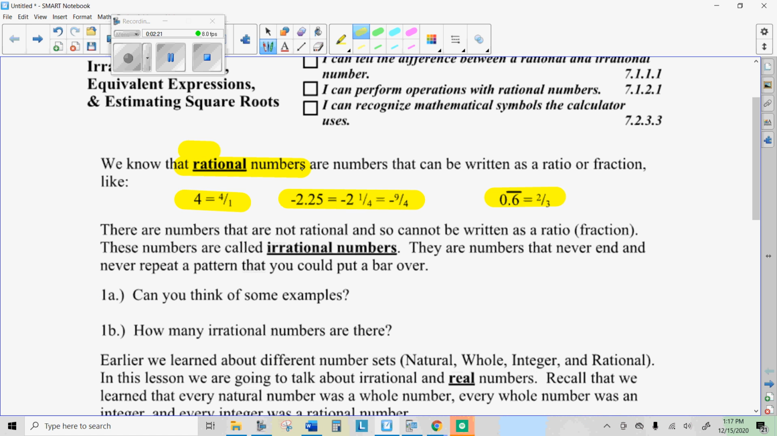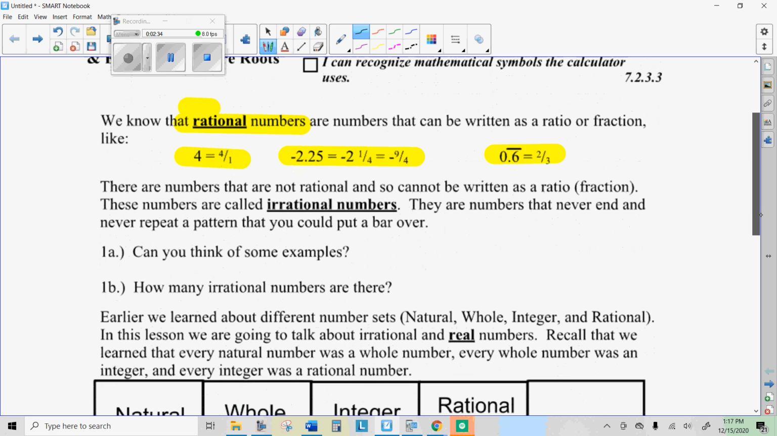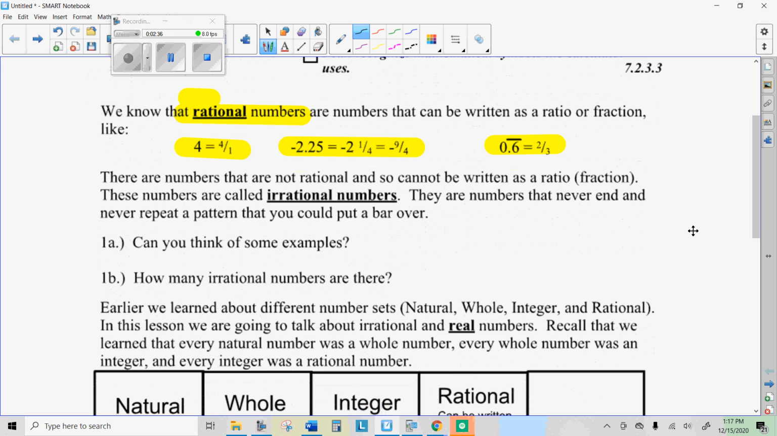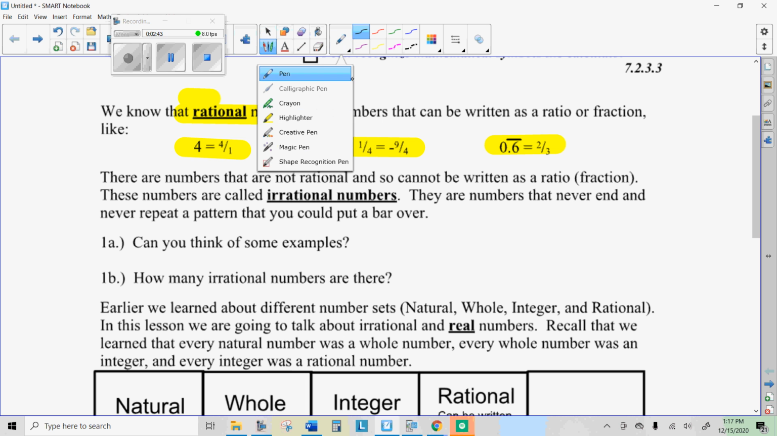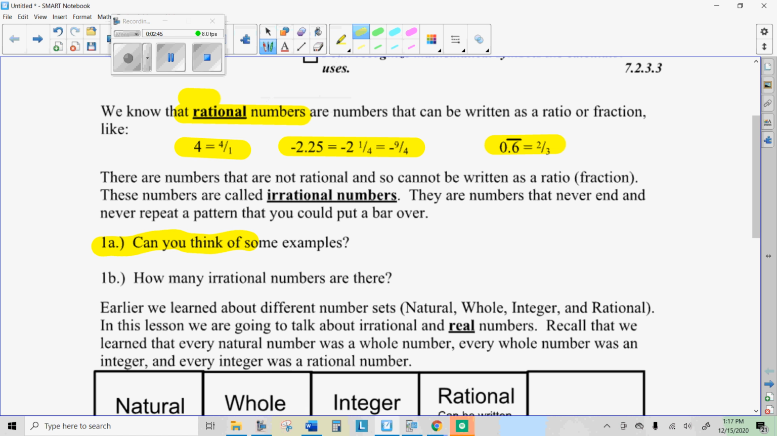All right, now sometimes we get decimal numbers that we cannot write as a ratio. When you see the decimal number, you'll notice it's really random. There's no pattern, and it goes on forever and ever. All right, can you think of some examples of those? Go ahead and try, if you can. And we have another question here I want you to think about. How many irrational numbers are there?